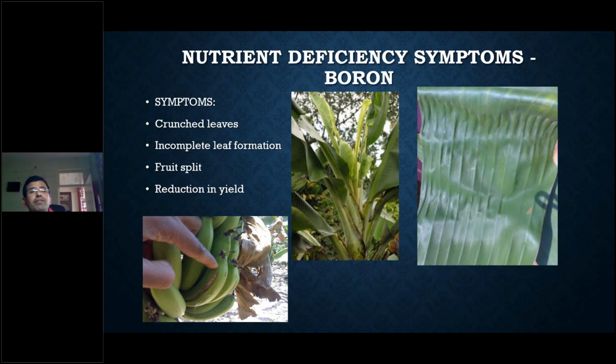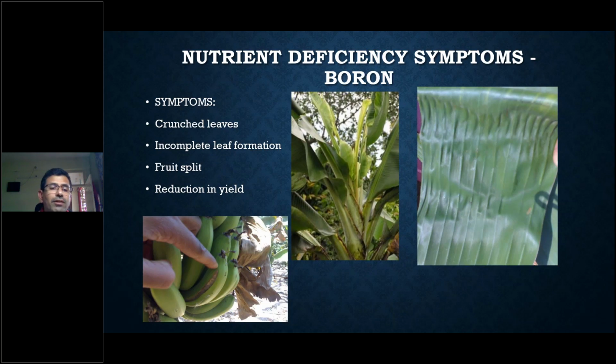Then boron deficiency. The symptoms are leaf puckering, a crunched kind of leaves. Then incomplete leaf formation, where only the midrib will be there and the leaf blade is not fully formed. That kind of choked appearance will be there.